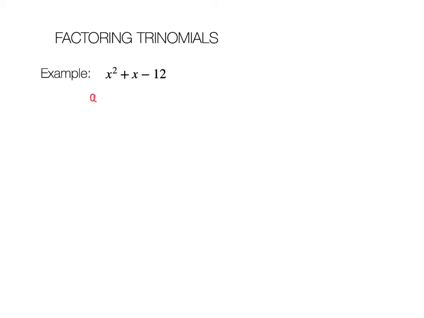A is 1, B is 1, C is negative 12. So R times S has to equal negative 12. So it could be a 1 times 12, a 2 times 6, or a 3 times 4. Now I'm not going to keep track of this sign right now. I know that one of them's got to be negative.